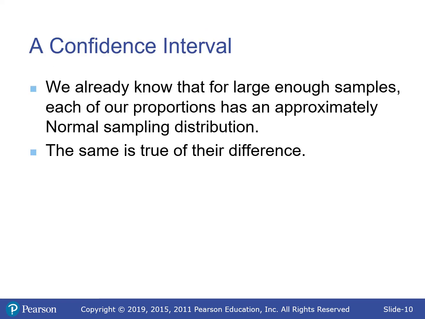So now for a confidence interval. We know that we have large enough samples, so each of our samples is going to be approximately normal. And if we subtract them, that will also be approximately normal, because when we add or subtract normal distributions, we end up with another normal distribution.